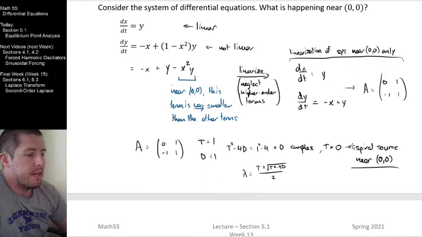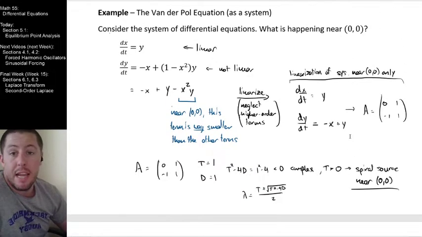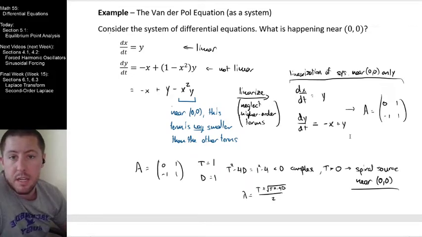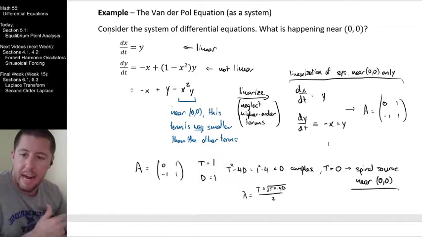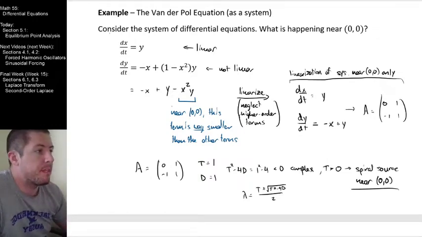So what I now want to do is use some technology to take a look and see, do we see a spiral source here? To what degree do we think this linearization was a good idea? To what degree do we think it was a bad idea? Let's take a look at a picture to help us answer that question for ourselves right here.